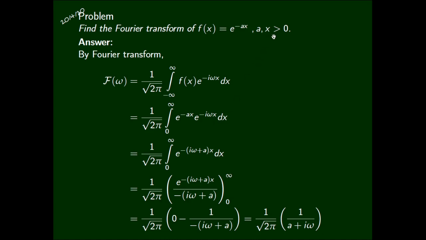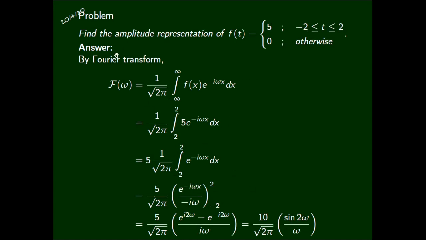Because here x is defined only for positive values, the limits minus infinity to infinity change to 0 to infinity. Now I take the terms of power together, so e raised to minus of (i omega plus a) x dx. The integral of this exponential function is e raised to minus of (i omega plus a) x by minus of (i omega plus a), in the limit 0 to infinity. That is equal to 1 by root of 2 pi. When I put the upper limit, e raised to minus infinity goes to 0, minus, there is one more minus in the denominator, then e raised to 0 is 1. So 1 by minus of (i omega plus a). That is equal to 1 by root of 2 pi into 1 by a plus i omega.